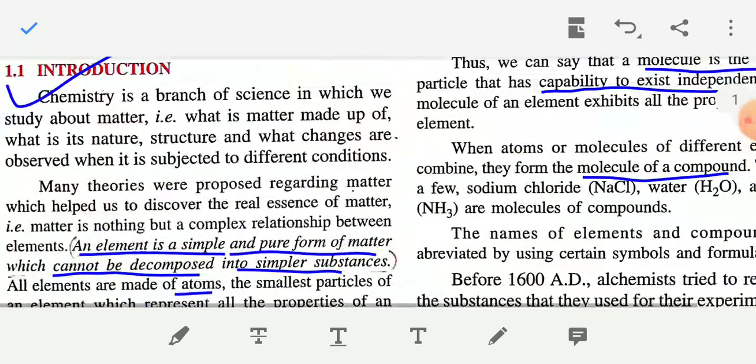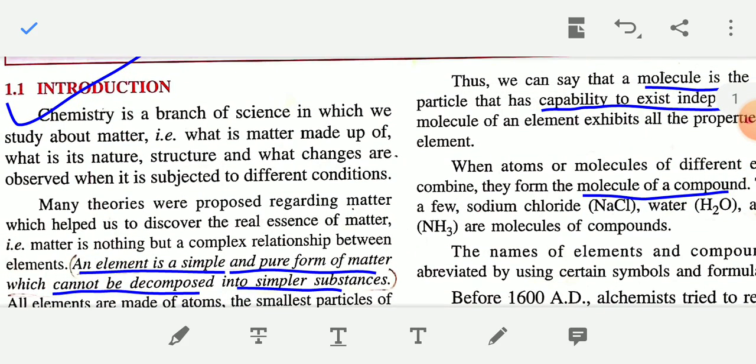Now see, first the introduction is given, the introduction of this chapter. In the introduction, it is basically given what is an element, what is an atom, what is a molecule. You have already studied in lower classes, in class 8 and class 7, what is an atom, what is a molecule, what is a pure substance, that is, an element.